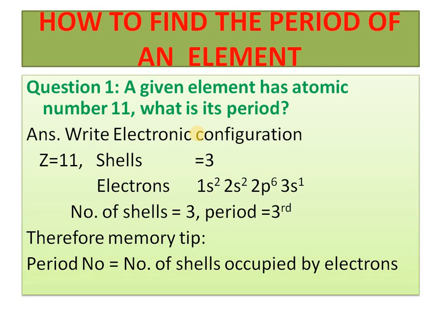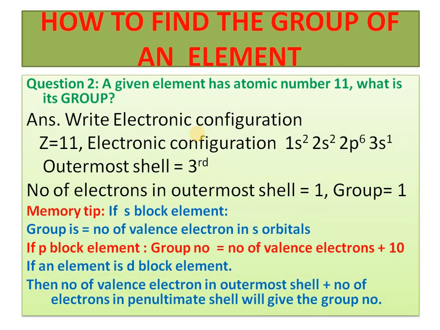If the number of shells is equal to the number of periods, you have to write the electronic configuration and check how many shells are filled. Here in this case, first, second and third, 3 shells are filled. Okay. So now the same question can be asked: a given element has atomic number 11.